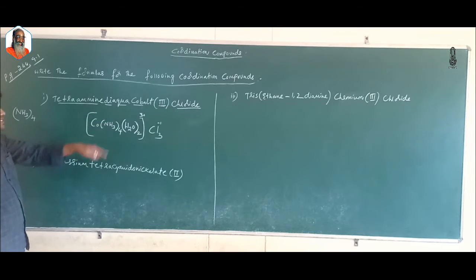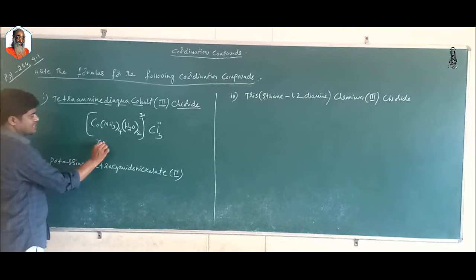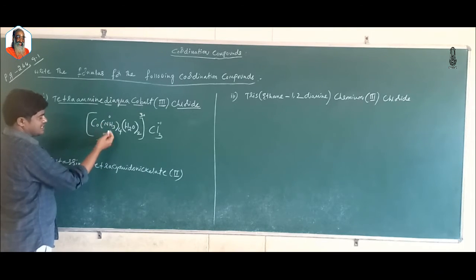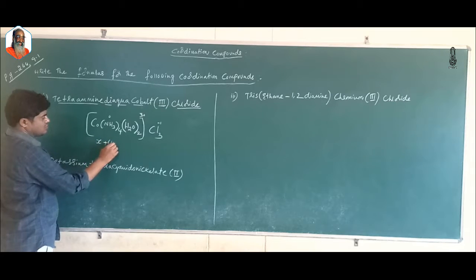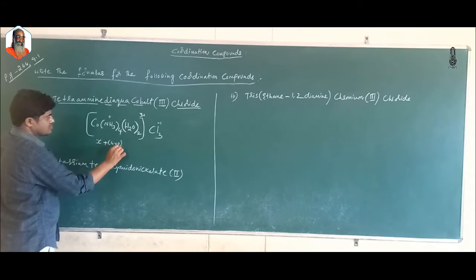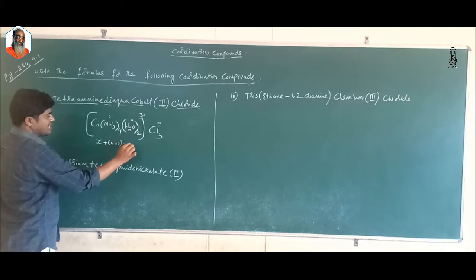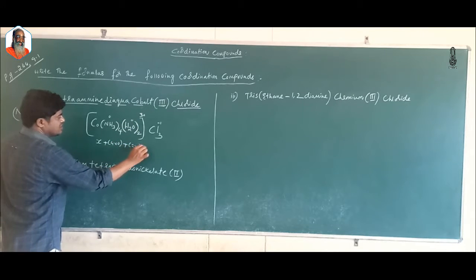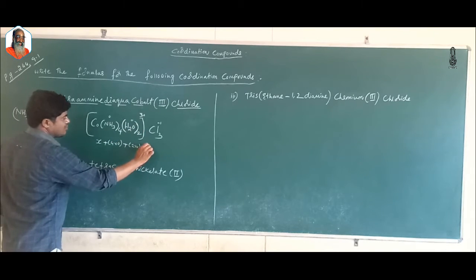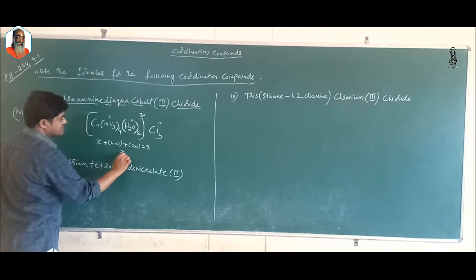Then what will be the oxidation state of cobalt now? X plus, ammonia is a neutral ligand, so the charge is 0: 4 into 0, plus, water is also a neutral ligand, 2 into 0, equals the charge on the complex, that is 3. X is equal to 3. That is how you got that 3.